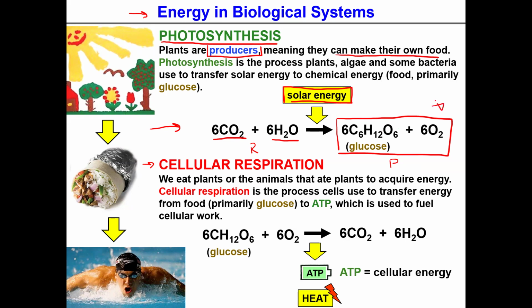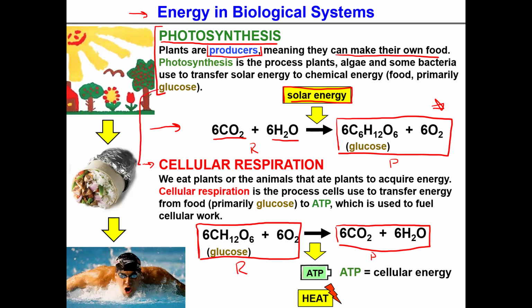Now, these products are very important, and the reason why is if you look over here, you can see that the products from photosynthesis are going to be the reactants for cellular respiration, and vice versa. The reactants here are the products of what's being produced through cellular respiration. So this is why we have to know a little bit about photosynthesis prior to talking about cellular respiration.